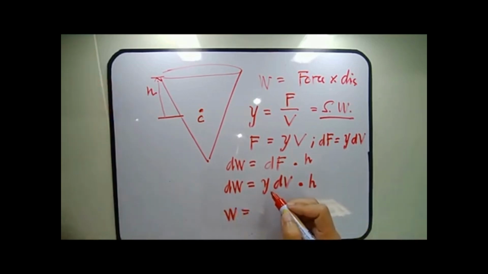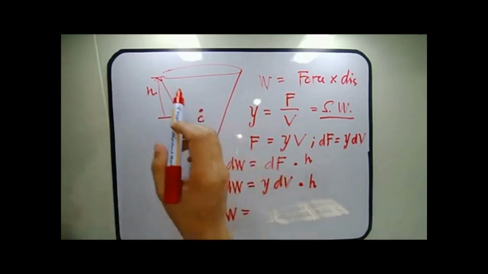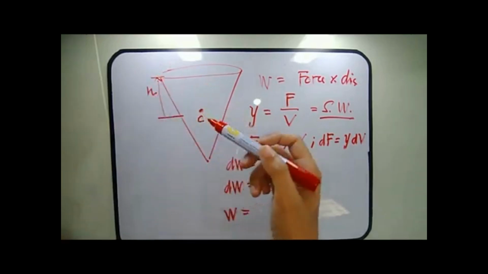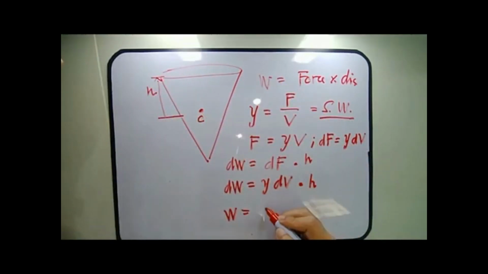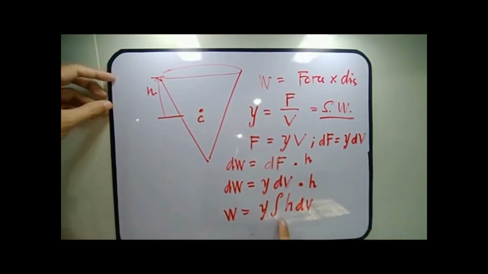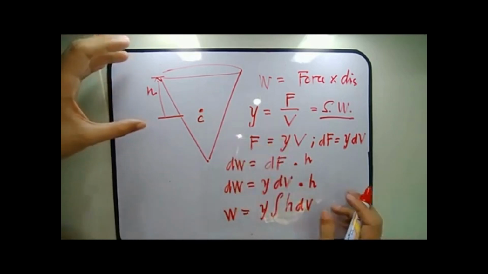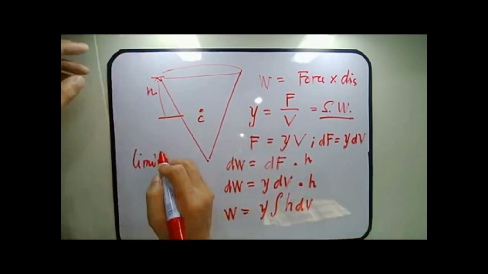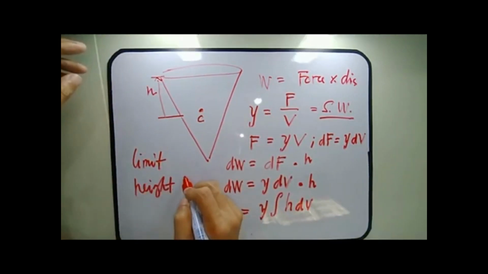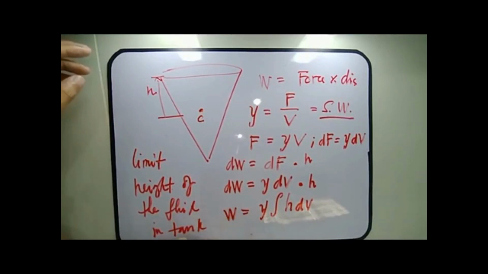So specific weight is constant, it depends on the fluid which should be pumped outside of the tank. You have here specific weight times the integral of h differential of volume. So the limit here depends on the height of the fluid in the tank. So that is the limit, guys.